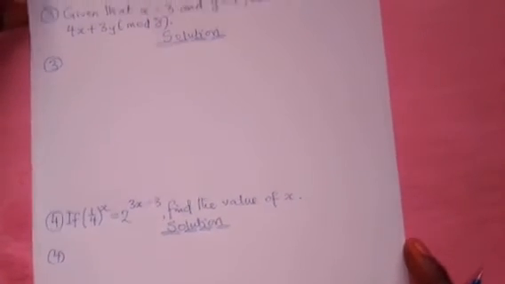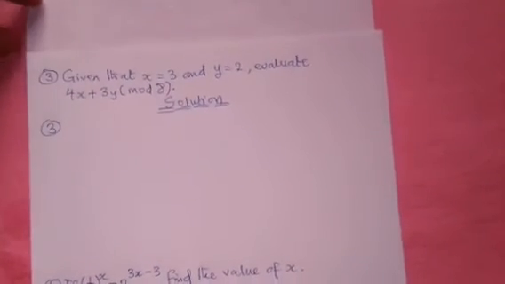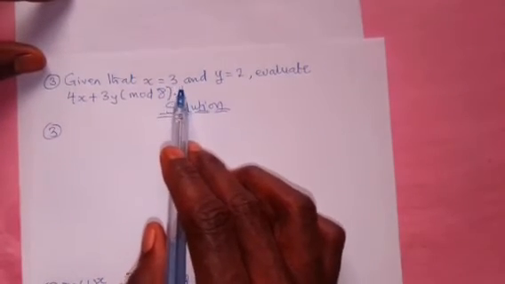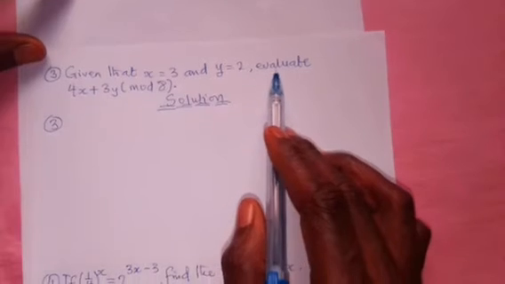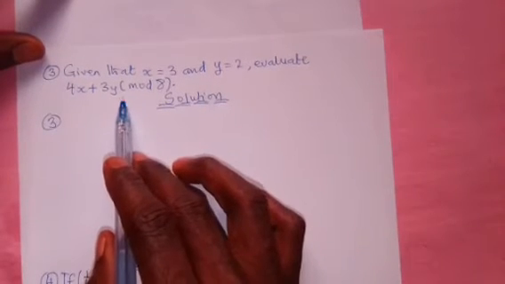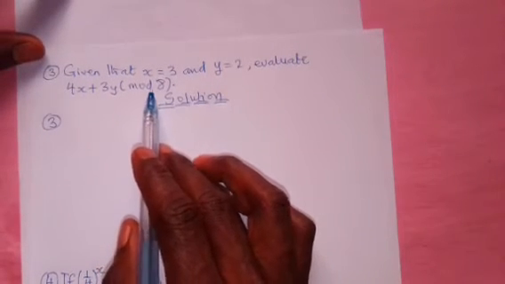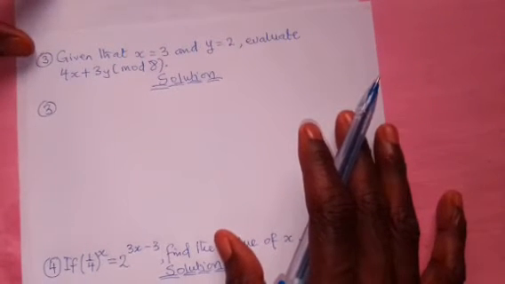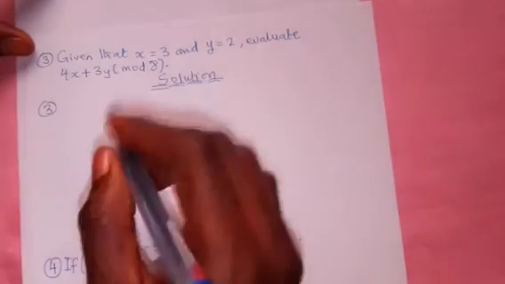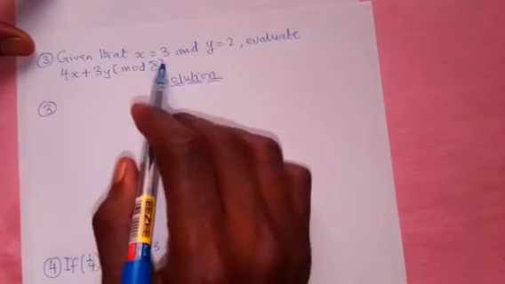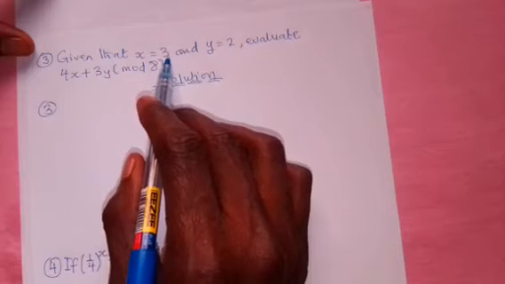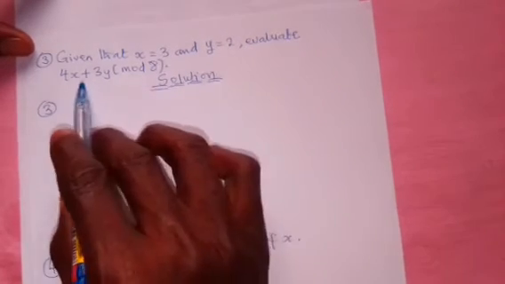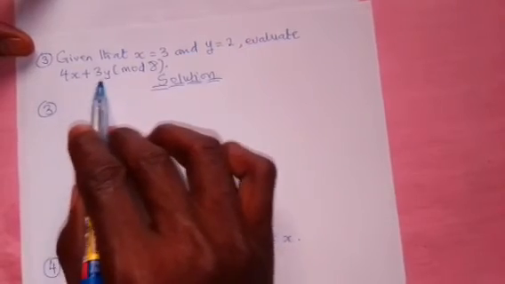Now in example 3, as you can see displayed on the screen, it says, given that x equals 3 and y equals 2, evaluate 4x plus 3y mod 8. Now this topic is from modular arithmetic. So let us see how we can solve this. First of all, we are going to use the substitution method, where we take the values of x and y and plug them into this expression given to us here.